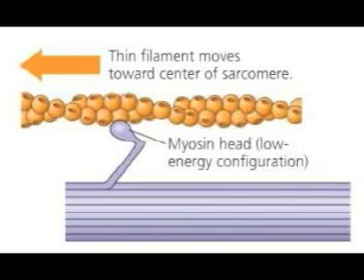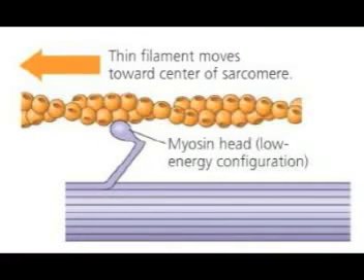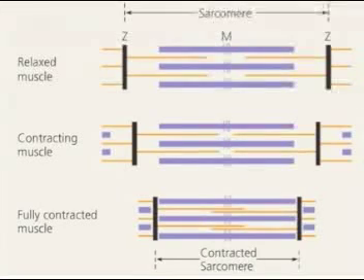The actin filament moves towards the center of the sarcomere, and then after this is done, it all moves together. The binding of a new molecule of ATP releases the myosin head from actin, and then a whole new cycle begins and it moves it even more. This picture does a good job of showing you how the sarcomeres get closer together when the muscle contracts.